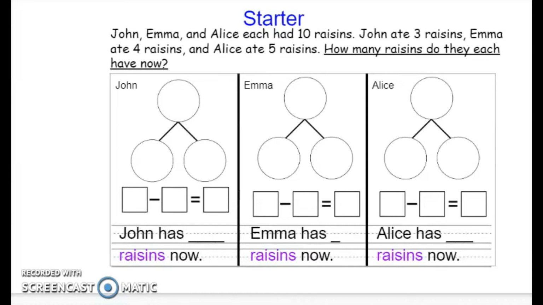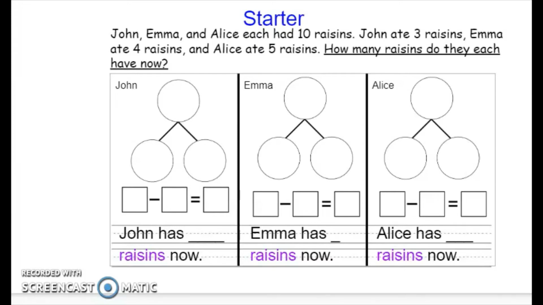My friends, based on the question, it sounds like they are asking us to figure out a part for each person. Because John and Emma ate different amounts, they are probably going to have a different amount by the end. Going back to the beginning, John, Emma, and Alice each had 10 raisins. So they started out with the 10. They each started out with 10. Do you think the 10 is going to represent the whole or the part? Why? Tell a friend or a family member.